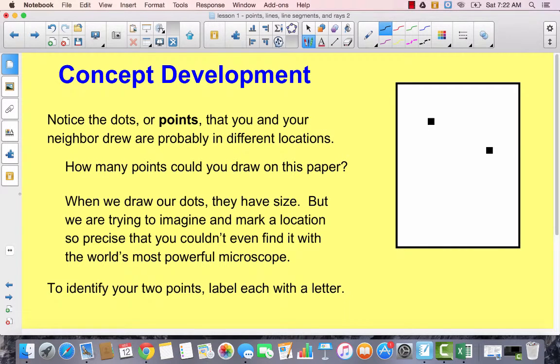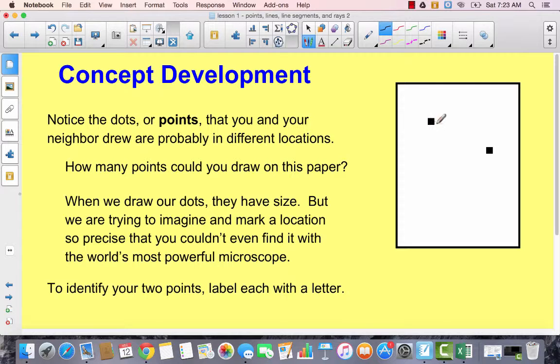Now, in geometry, these dots, our points, are representing something that is so precise you couldn't even find it with the world's most powerful microscope. So I want you to remember, we cannot draw what an actual point looks like because even the tip of your pencil lead is bigger than what an actual point is in the real world. But this is the smallest point that we can make with our pencil. This is how we are representing a point.